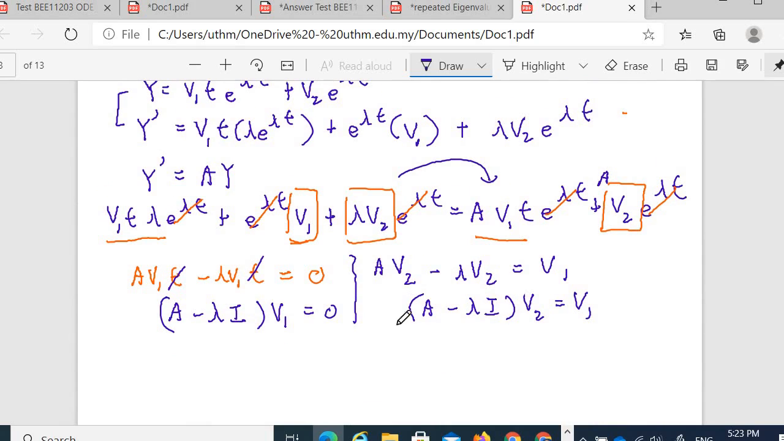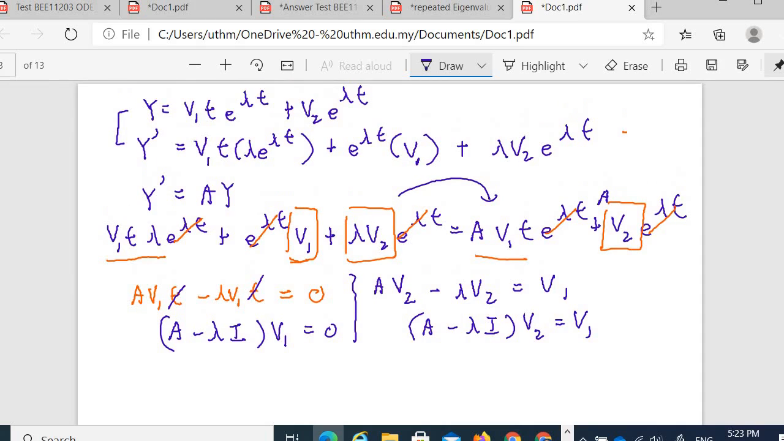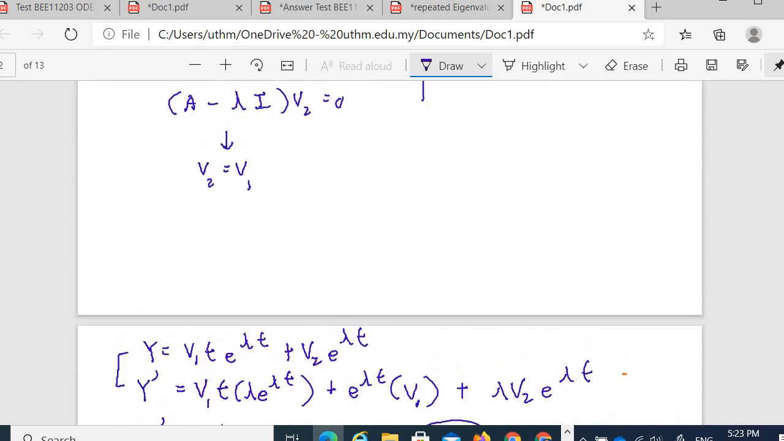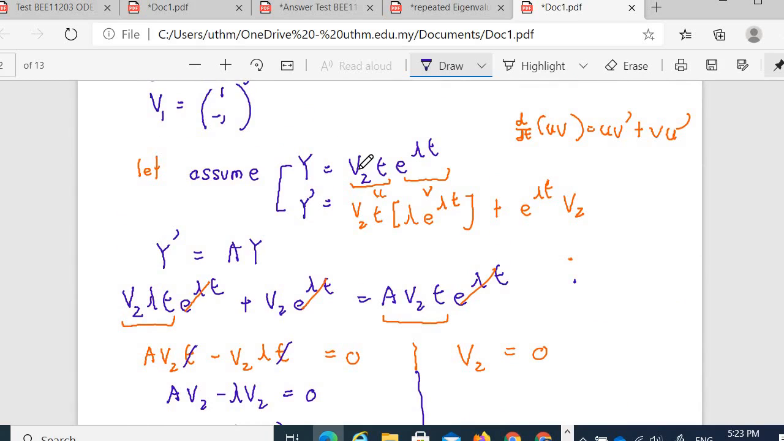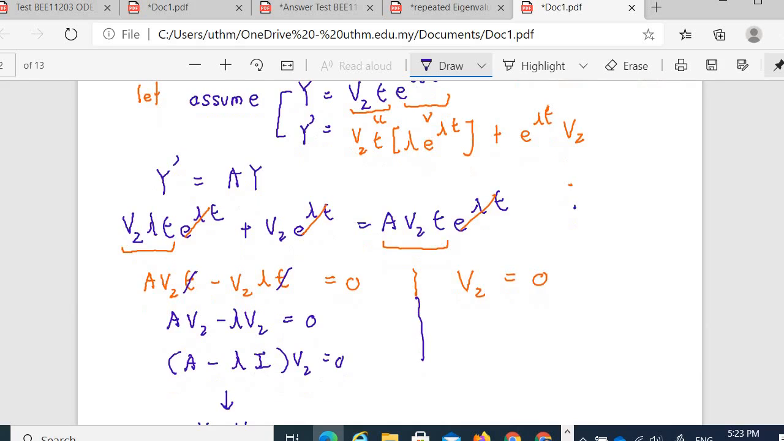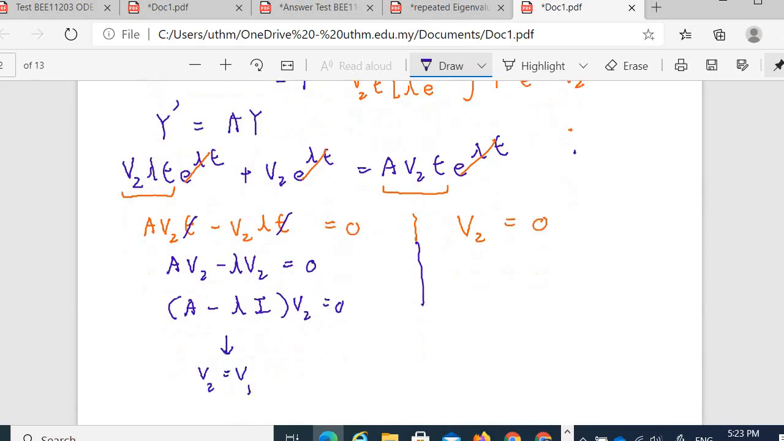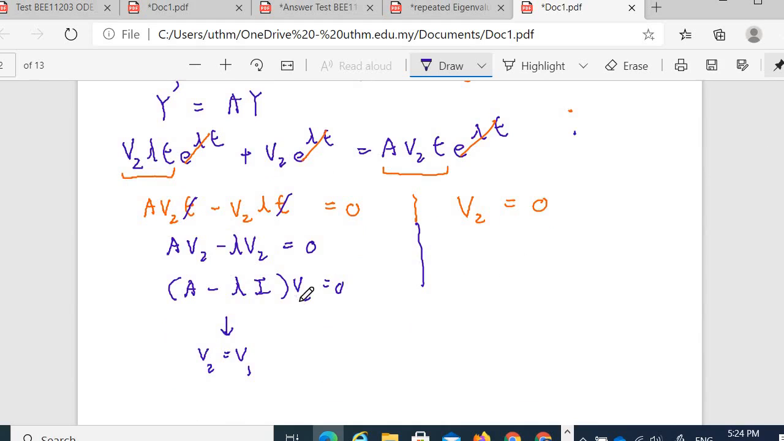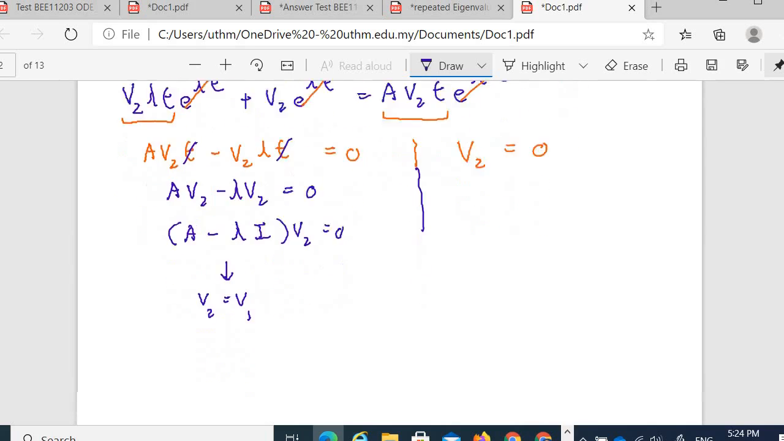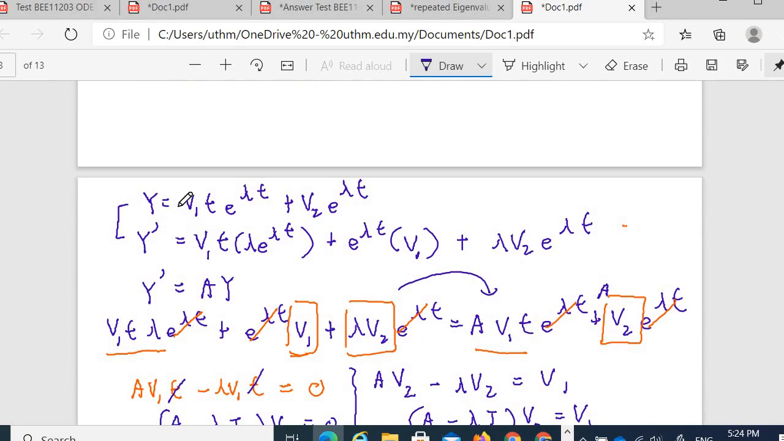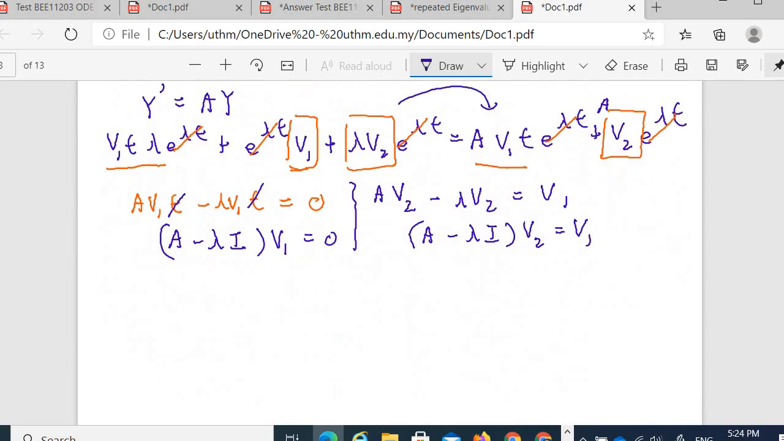And this is the reason why we cannot assume the second solution is v2 t e^(lambda t). Through the derivations here, we got two contradictions: exactly v2 equal to 0, and then if you solve this one, you get back v2 equal to v1, and then another v2 equal to 0 contradicts, so it's impossible. That's why we have to assume y is actually v1 t e^(lambda t) plus v2 e^(lambda t). Hence, to get the v2, you have to solve this one.